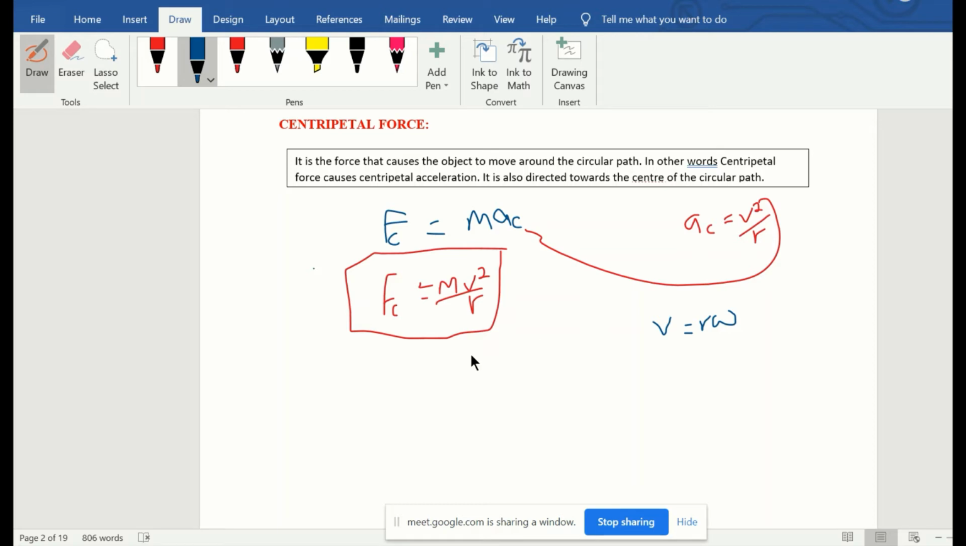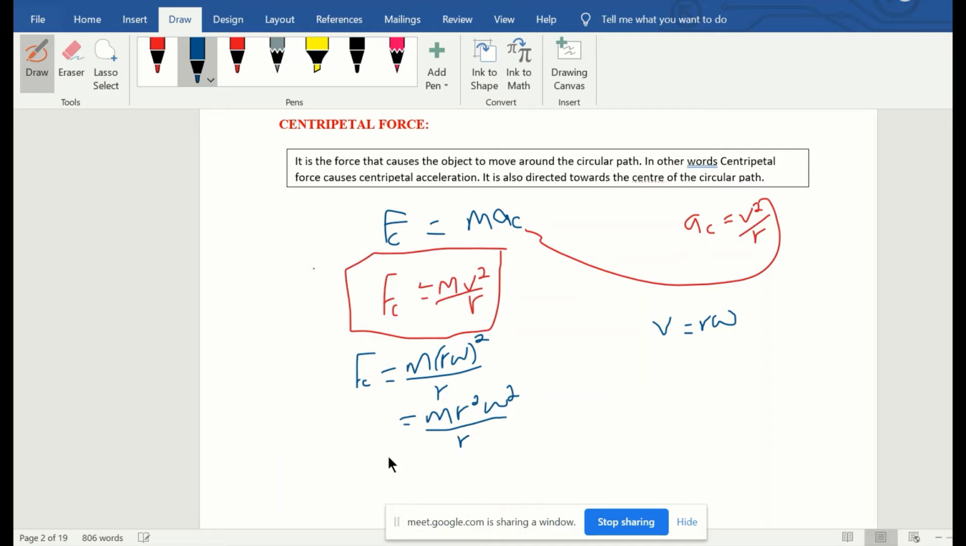So therefore, I can say that my force, which is F subscript c, is equal to the mass times the speed, which becomes r omega, so it's r omega squared, over the radius. All right, so we can break this further. We can expand. It becomes the mass times r squared omega squared over r.